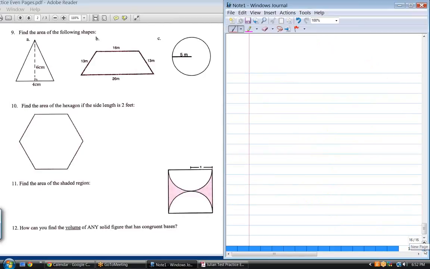All right. The area of the circle in C. Pi r squared. What's the area of that circle? 25 pi. Good. In 10, another hexagon.